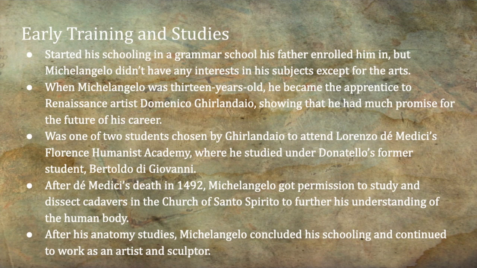When he was working under Ghirlandaio, he was one of 2 students chosen by him to attend Lorenzo de' Medici's Florence Humanist Academy, where he studied under one of Donatello's former students, Bertoldo di Giovanni.